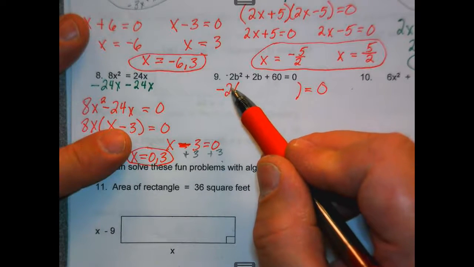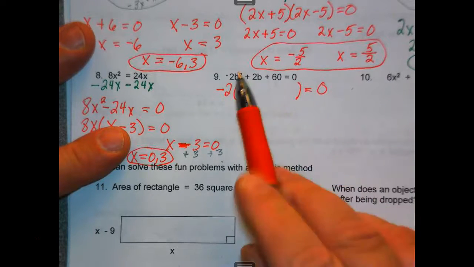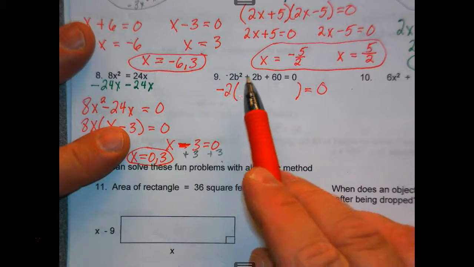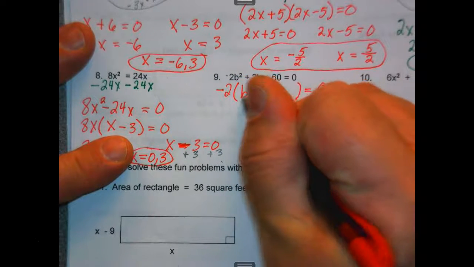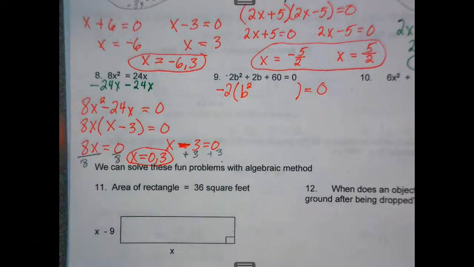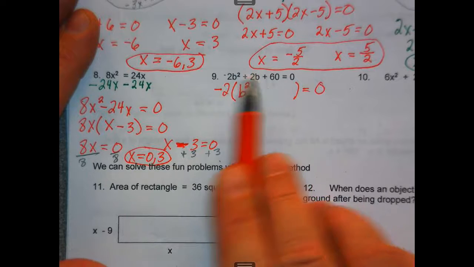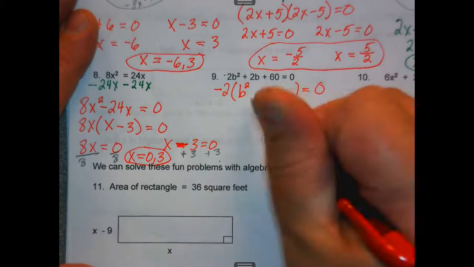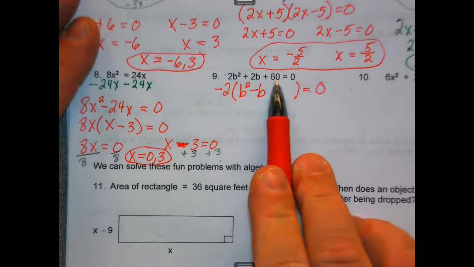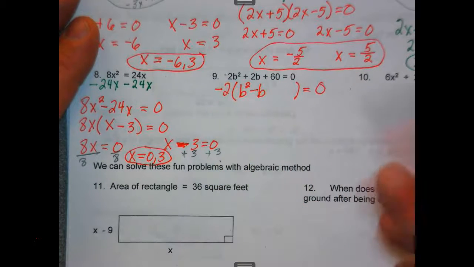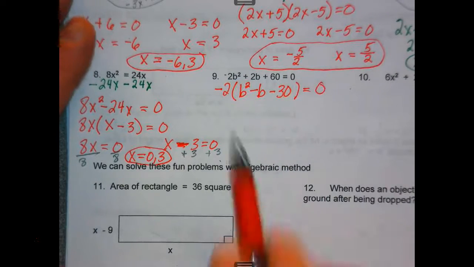This is why you guys complain I go too fast, because you're talking and then all of a sudden you get behind. All right, negative 2b squared divided by negative 2 leaves me with b squared. Plus 2b divided by negative 2 is negative b. Positive 60 divided by negative 2 is negative 30.